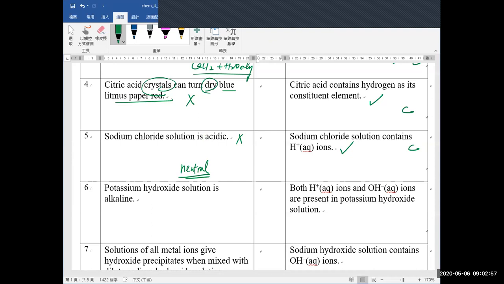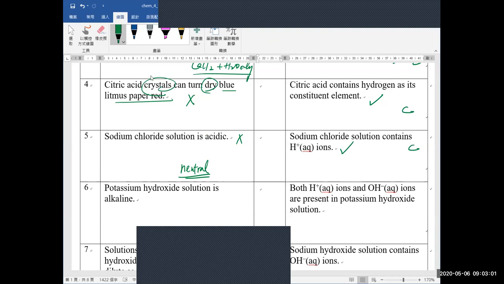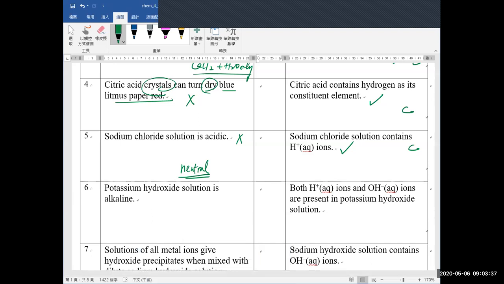Why not? So if you say that it is a hydrogen container, what do you know about the solution being acidic, neutral, or alkaline? You need to check the relative concentration of hydrogen ions when compared with that of hydroxide ions in order to tell whether the solution is acidic, neutral, or alkaline.